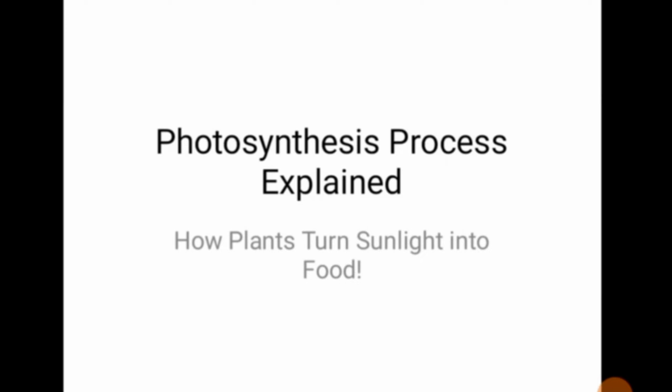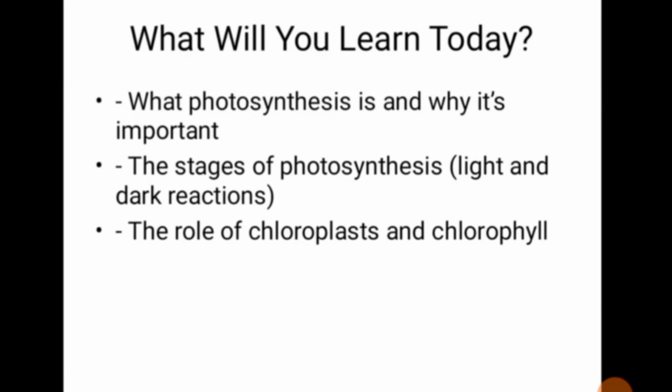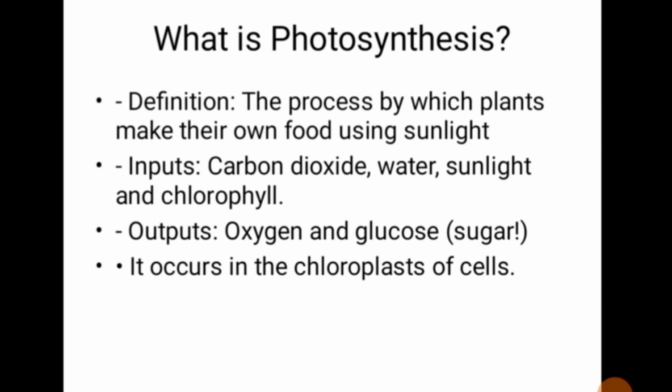Now we're talking about photosynthesis, and we're going to explain its processes and how it actually affects plants. Okay. Now moving on, we have three outlined aspects that we're going to talk about today. The first is what photosynthesis is and why it's important. The second is the stages of photosynthesis. And the third is the role of chloroplast and chlorophyll. All right. So first of all, what is photosynthesis?